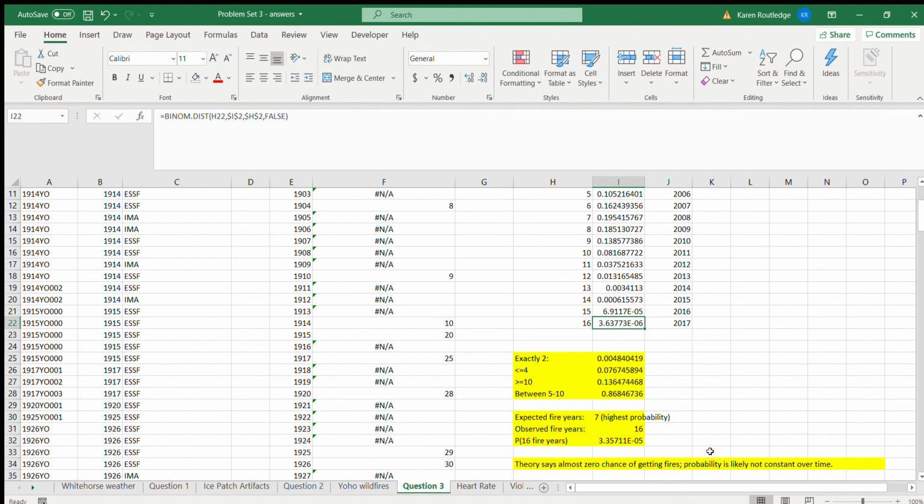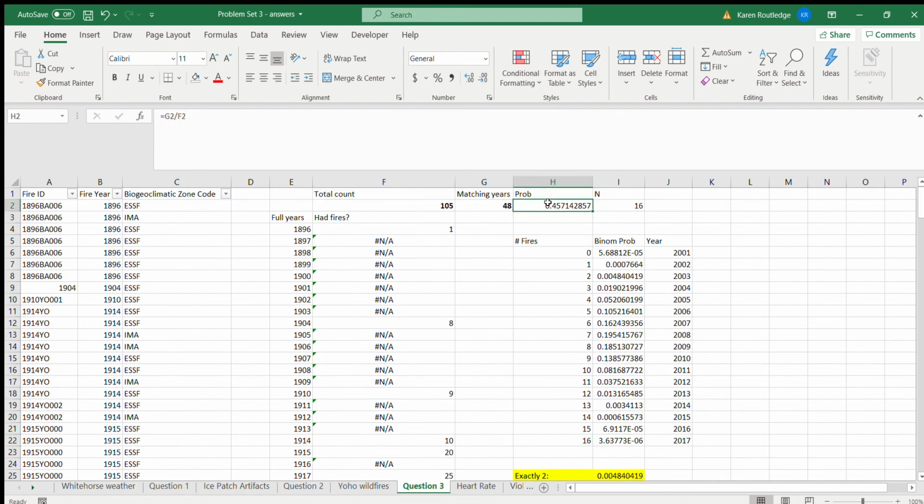Ultimately, we don't know why things might be changing, but the fact that we got such an extreme event with such a low probability suggests that our original assumption that this probability is true is probably not.